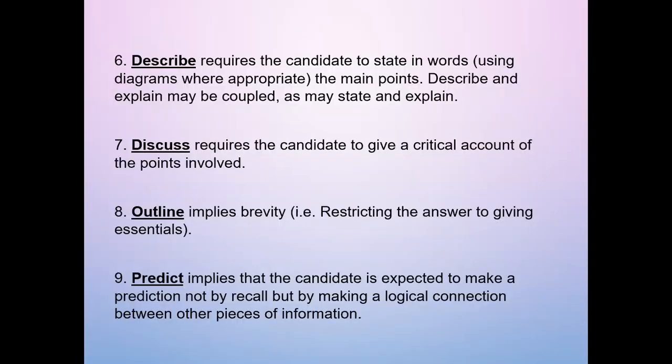Discuss. You have to write points for and against an argument. Example, discuss points for and against the use of biofuels. Outline. When you're asked to outline, you state the main points briefly. Example, outline the process of extracting aluminum from pure aluminum oxide. So you just have to write about the name of the aluminum ore, the use of cryolite, what the anode is made of, what the cathode is made of, and what products are formed at the anode and the cathode. So this is how you answer for outline.